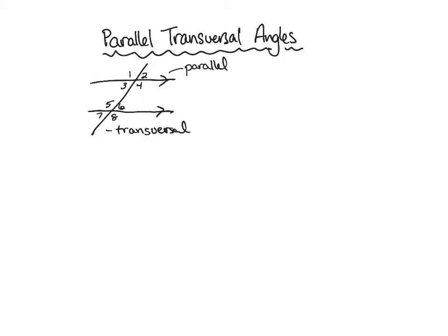Also, just to recap, there's some things that you already know. A set of adjacent angles are angles that are touching. So, for example, you could see that 1 and 2 are touching.